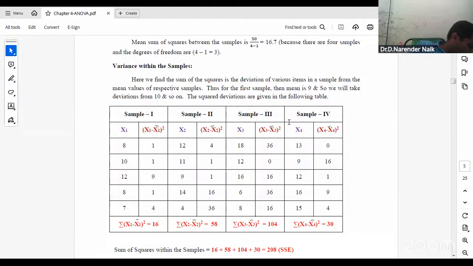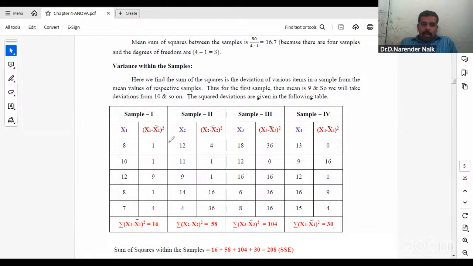So from where have we taken these values? We have chosen these values from the question paper itself. Here, x1 minus x bar 1 squared: x1 is 8, x bar 1 is 9. 8 minus 9 is 1, 1 squared is 1. Any doubt, anybody? Right.